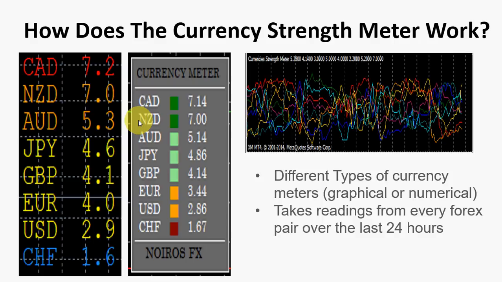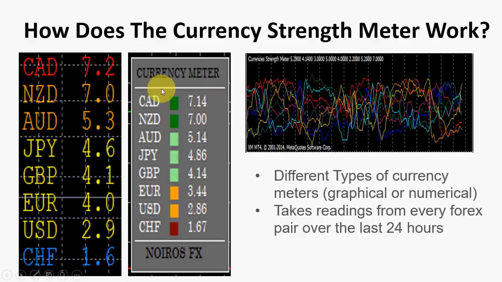They take readings from the last 24 hours to tell us what the reading is. So for example, it's showing us here that Canada is 7.2. Canadian dollar is 7.2 strong. So it means it's the strongest here right now. And Swiss franc is 1.6, which is the weakest.